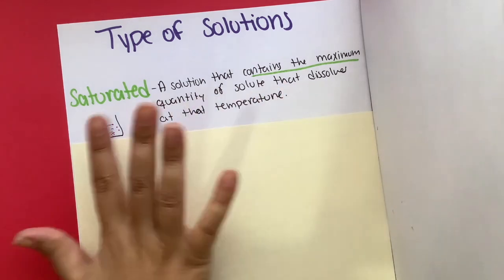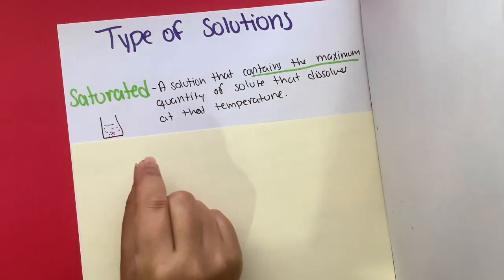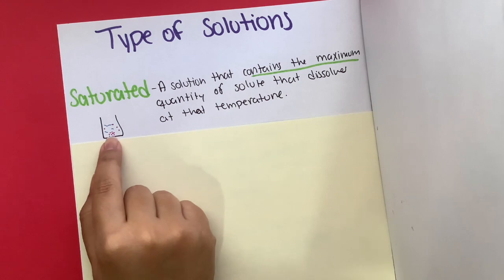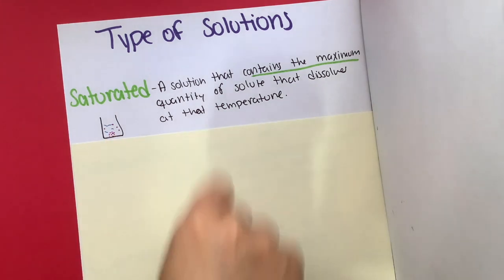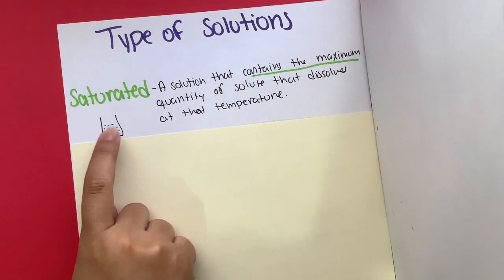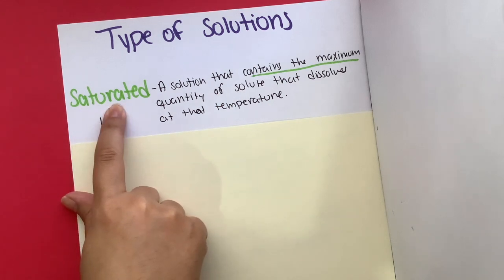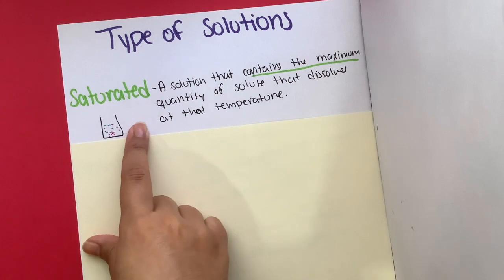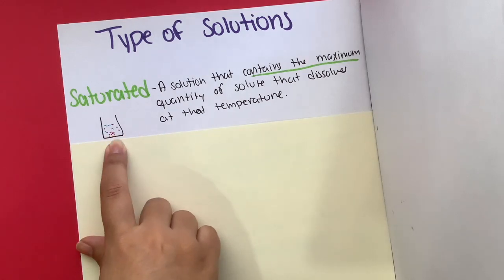If I change the temperature, then that's going to change. But for that temperature that I'm in, if I have crystals in the bottom, I've stirred it and I've stirred it and I've stirred it, and those crystals do not dissolve, that means that my solution is saturated. It cannot dissolve any more solute.